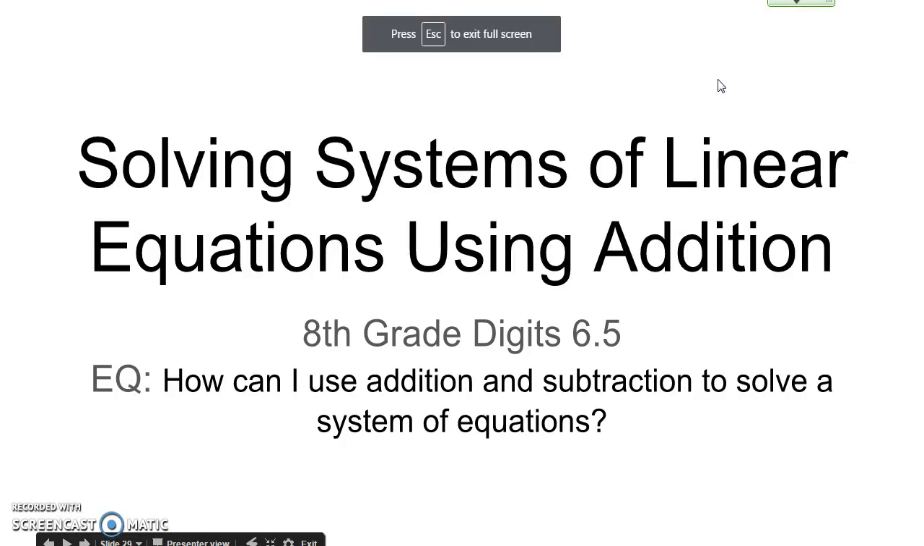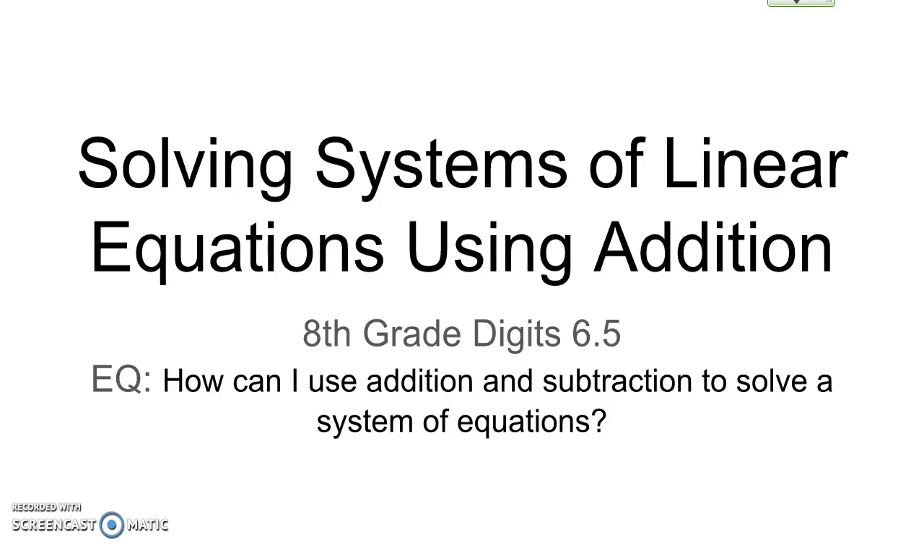All right, our last lesson that we need to do in this unit on solving systems of equations is going to be solving systems of equations using addition and subtraction. Addition is going to be from digits 6.5 and then subtraction will be 6.6, but we're going to do them together because they're really similar.